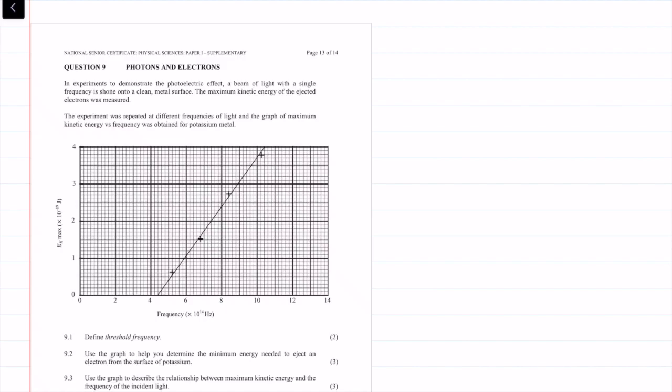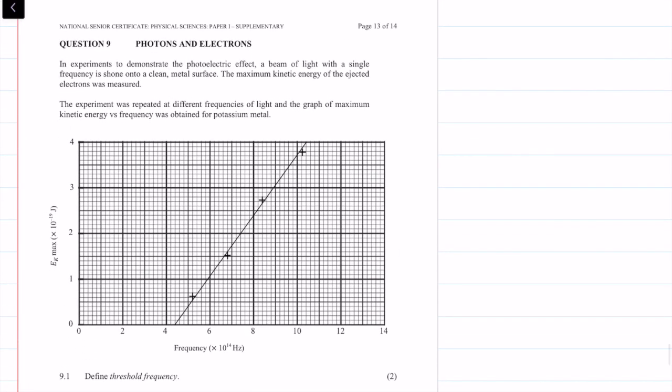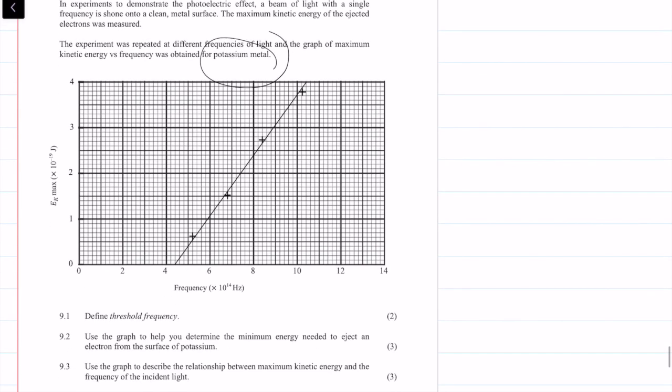This is question 9 of Photons and Electrons of the 2017 supplementary exam. So let's get into it. It says, in experiments to demonstrate the photoelectric effect, a beam of light with a single frequency is shone onto a clean metal surface. The maximum kinetic energy of the electrons was measured. The experiment was repeated at different frequencies of light, and the graph of maximum kinetic energy versus frequency for potassium metal was obtained. We're used to these graphs, basically an EK versus frequency graph.